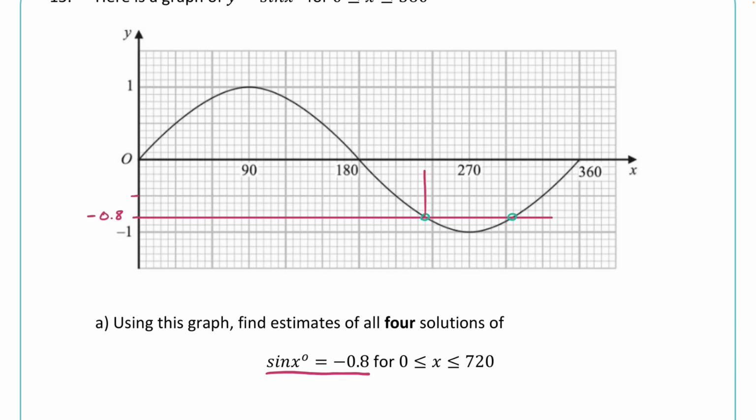Now if I go up to the x-axis, that one goes to there. And the second one is just here. And I want to read those two values. That's going to give me the two values of x that are equal to negative 0.8. So we need to have a look at the scale very carefully here, because of the scale, it is a little bit strange. Not many scales like this.